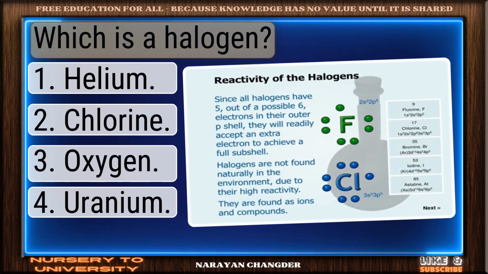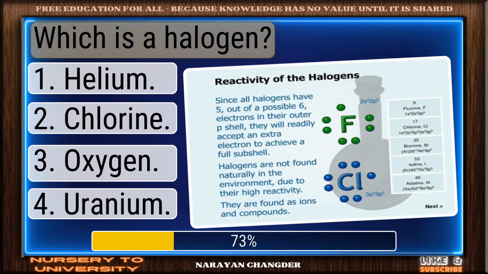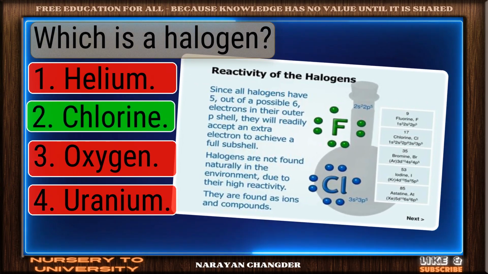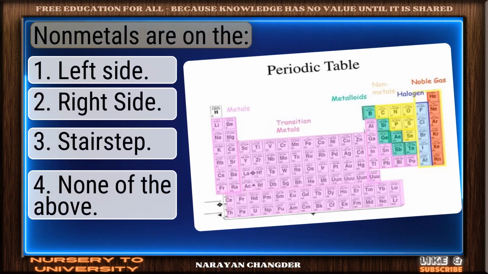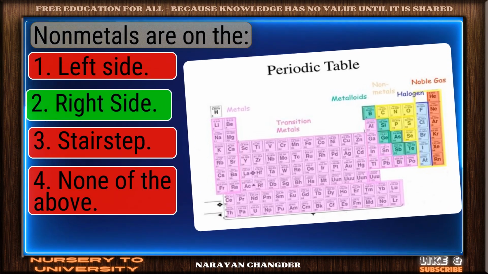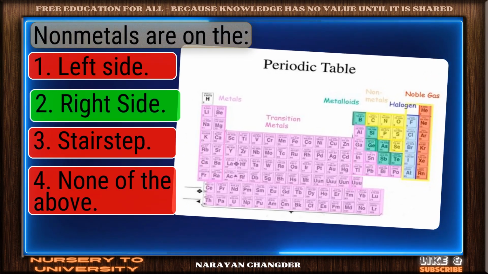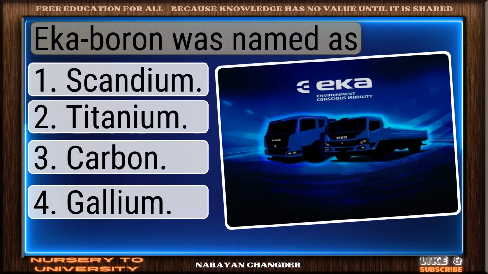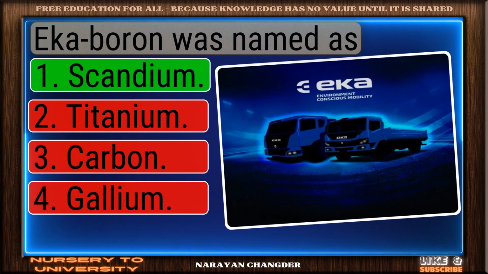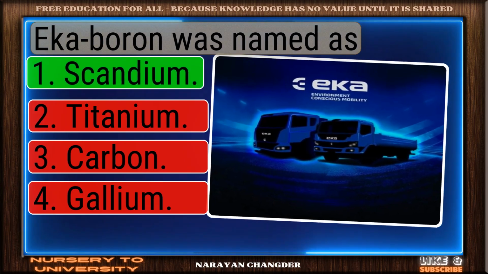Which is a halogen? Clear logic. Chlorine is sound. Non-metals are on the... On track. Right side is correct. Eka-boron was named as... Nicely done. Scandium is solid.